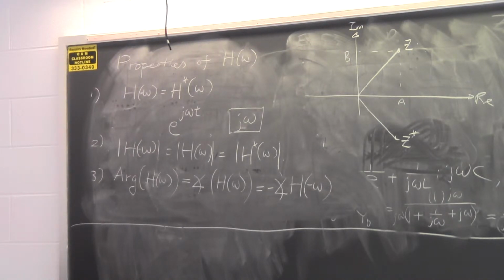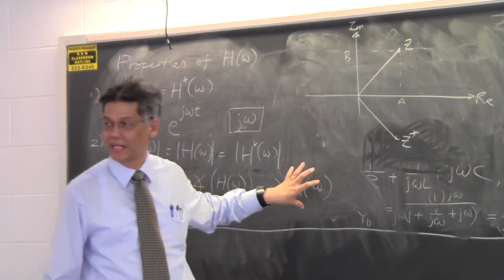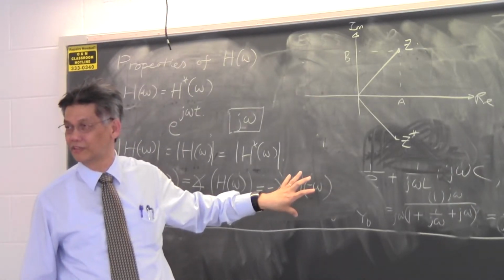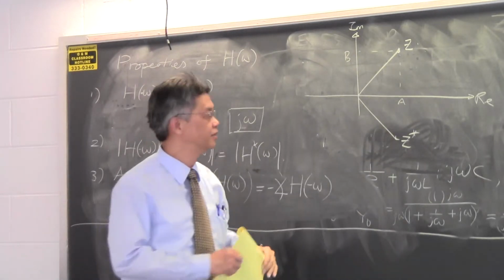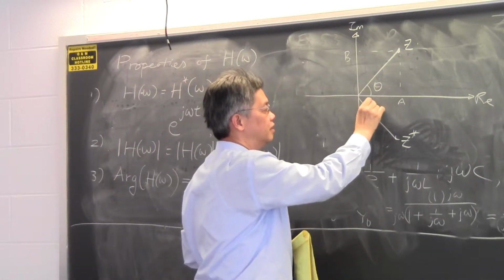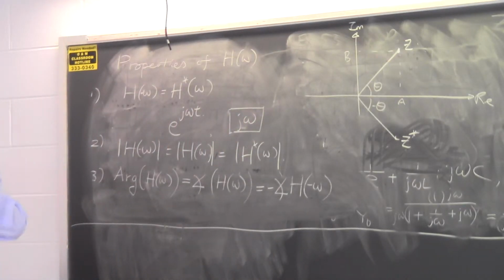Why is that so? When you change the sign of the frequency, you make a complex conjugation of this transfer function. If you make a complex conjugation of that function, you just flip it downward, so the angle becomes the negative of each other. Okay, that property is true.